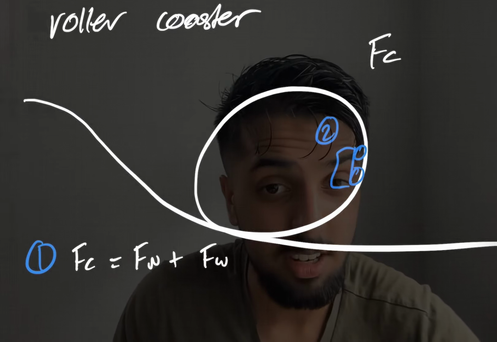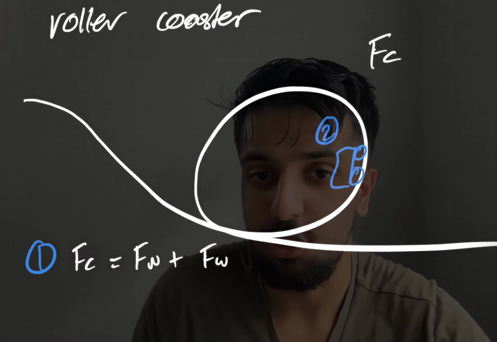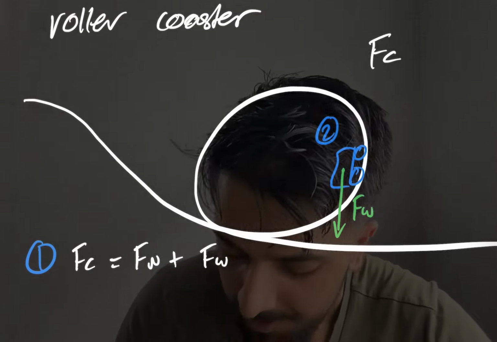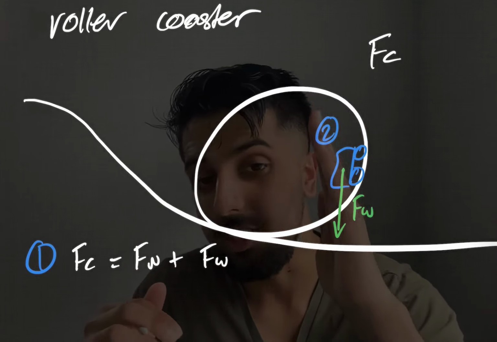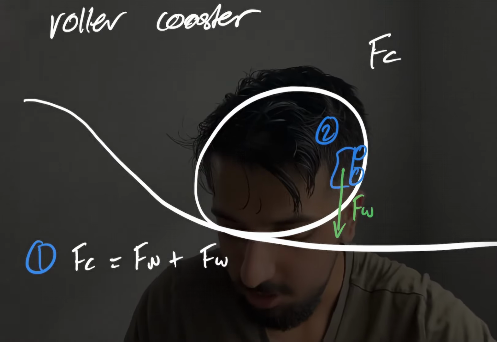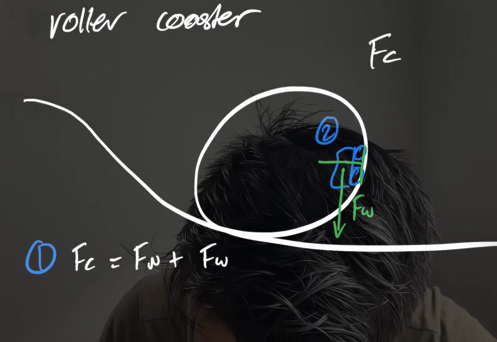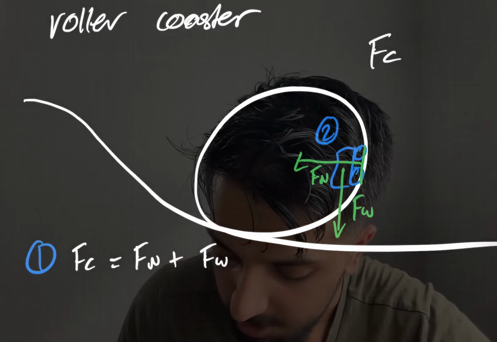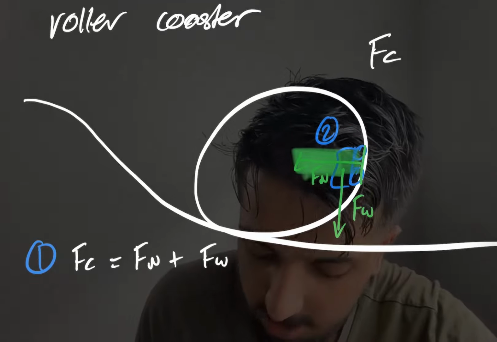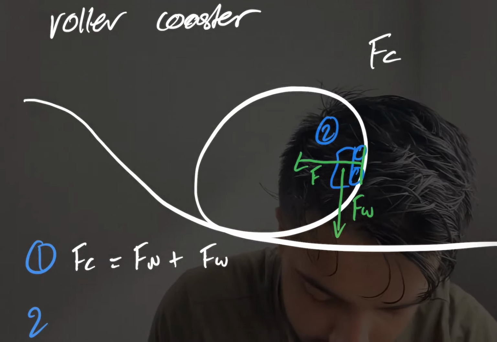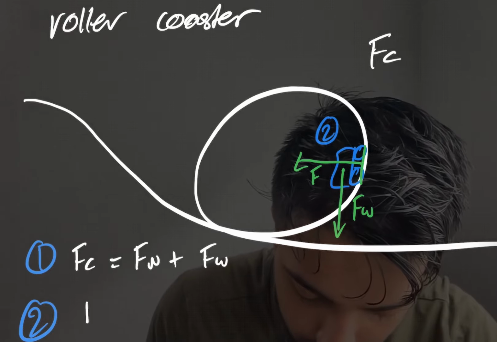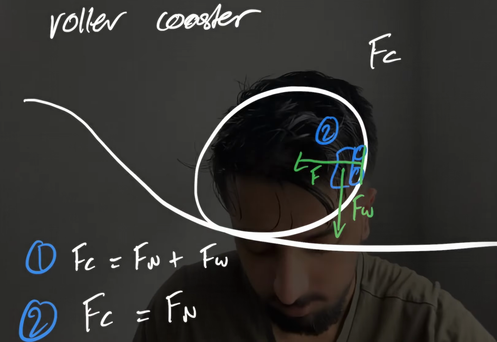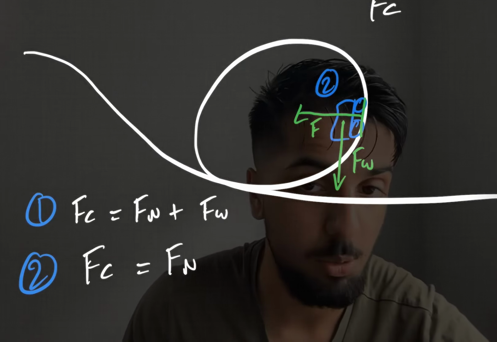Now looking at our second scenario right here, our weight force is still going to be acting downwards, obviously. So we have our Fw right here. Now because the cart is now on the side of the loop, the normal force is now going to be as so towards the center, right? And so now the only force that is acting towards the center is the normal force. And so for our second scenario, the centripetal force is provided entirely by the normal force. And so our Fc is equal to our normal force.